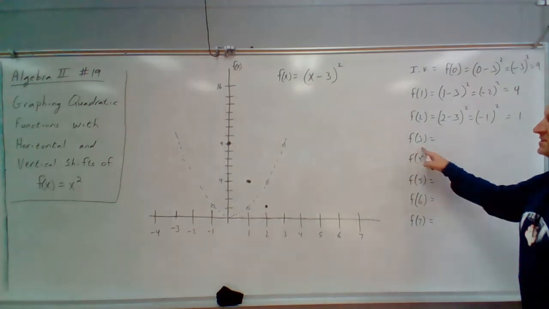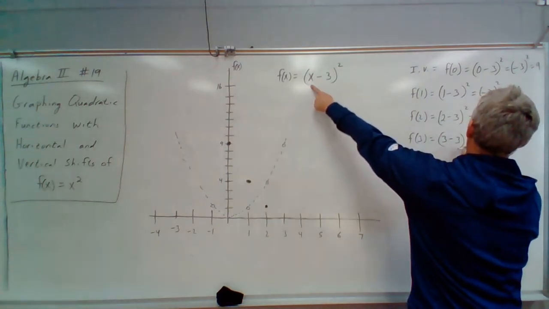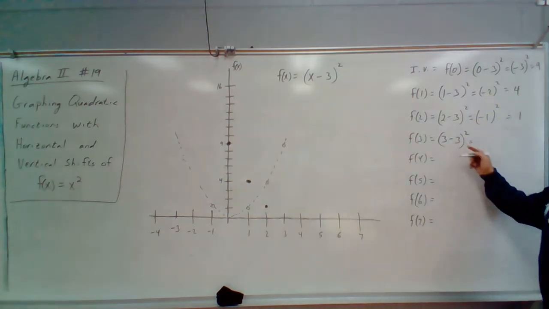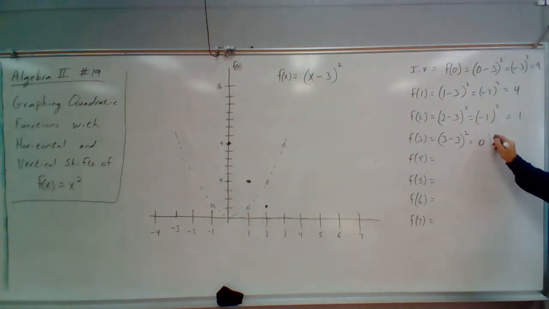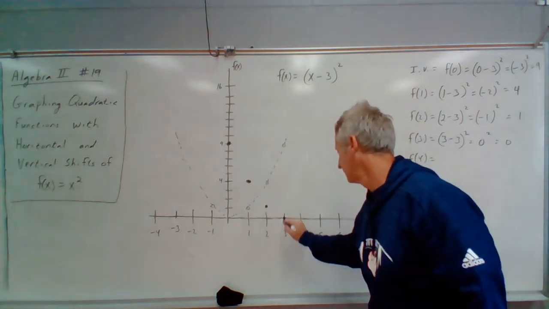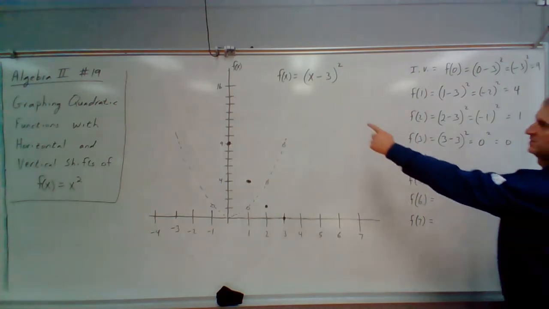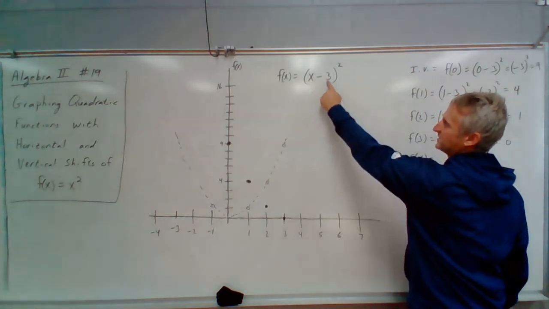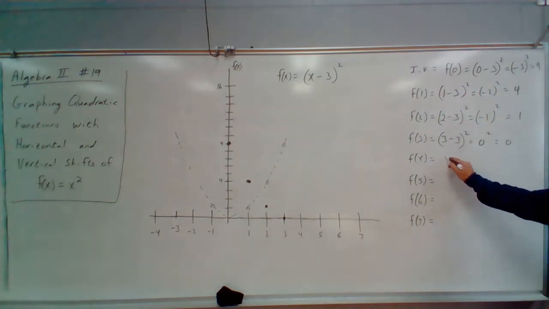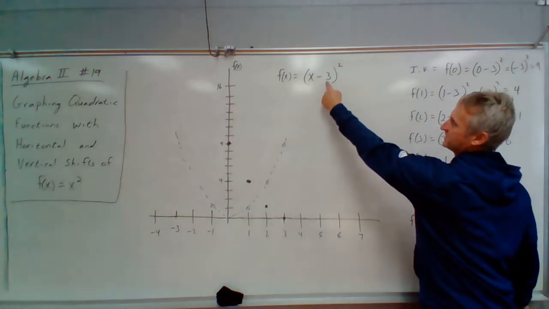If I plug a 3 into this function, okay, so I have 3 minus 3 squared. 3 minus 3 is 0. 0 squared is 0. So I plug in a 3, the function spits out a 0. What about f of 4? So if I plug a 4 in, 4 minus 3 is 1. 1 squared is 1. If I plug in a 5, 5 minus 3 is 2.